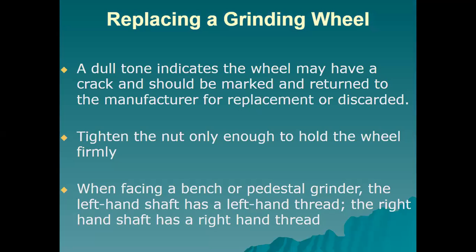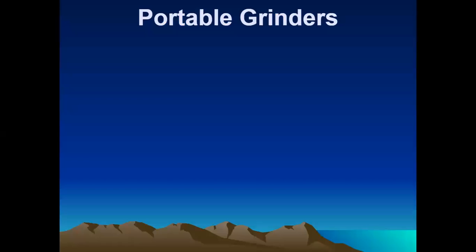Tighten the nut only enough to hold the wheel firmly. When facing a bench or pedestal grinder, the left-hand shaft has a left-hand thread, and the right-hand shaft has a right-hand thread. This is very important. So this stops one wheel from loosening off and flying off, because if both threads ran the same way as per normal, and when we rotated that wheel, one of them would loosen off and that wheel would come flying off.